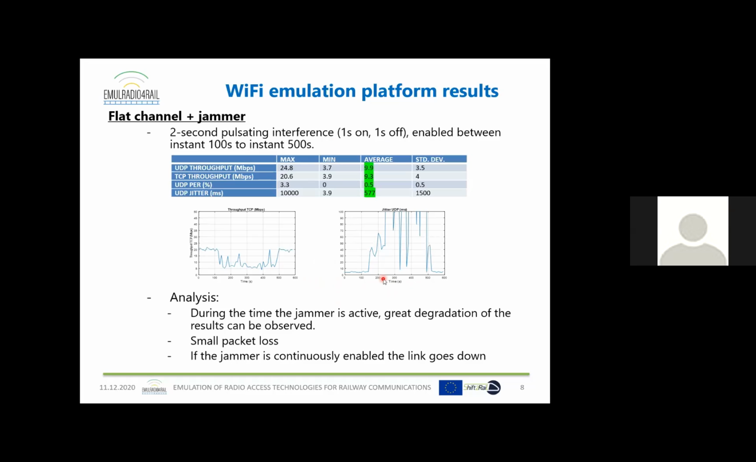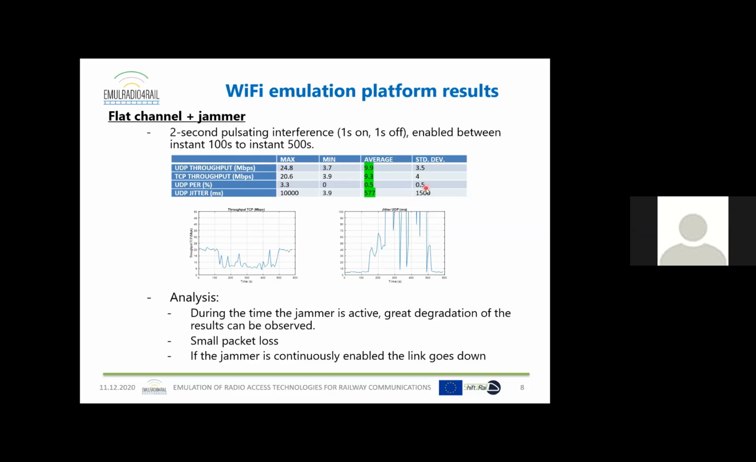If we only test the jammer, it's a flat channel plus the jammer. What we do with the jammer is activate and deactivate it every 2 seconds, 1 second on, 1 second off, between the instants 10 seconds and 500 seconds of the test, which can be seen here in the throughput. Just as a reference, we see that at the beginning there's nothing, and in this moment the jamming appears. We remain jammed up to here, and then it comes back again.